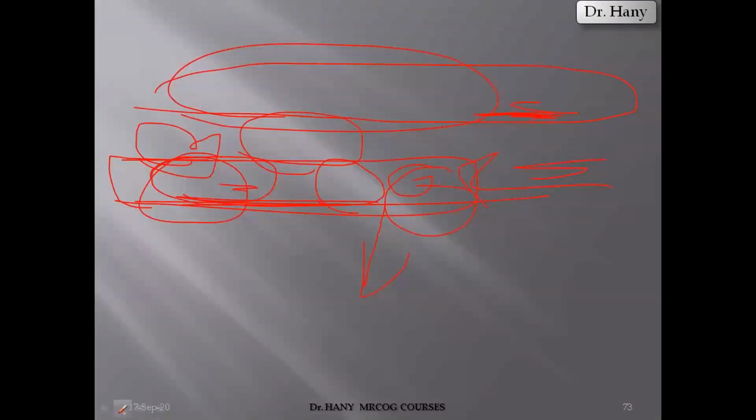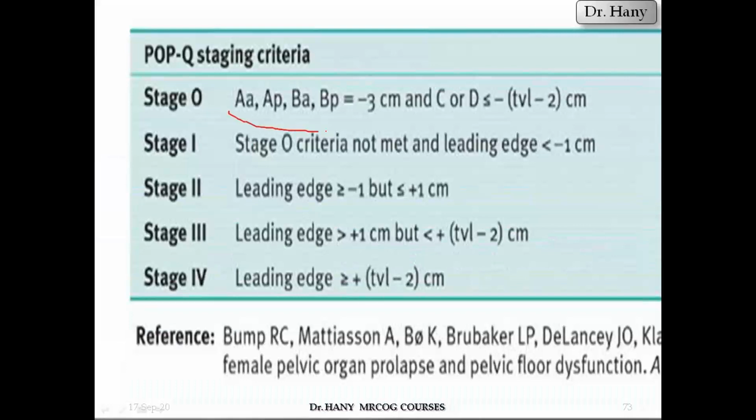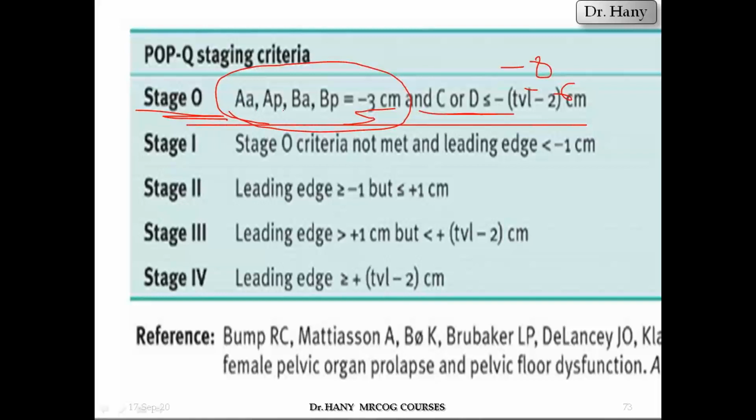This is also an exam trick here. If these points are higher or equal to -3, so no prolapse, stays 0. Or the C or D came from -8 to -6, all this is stage 0. If point A, point B all descend then this level, -3 up to -1, so stage 1. -1 itself and +1, stage 2. Okay?